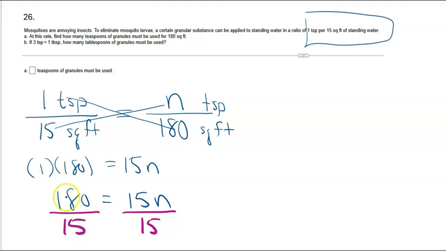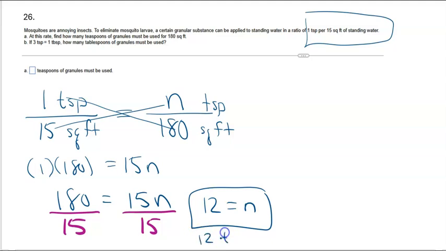Then I use my calculator and do 180 divided by 15, and I get 12. So that gives me 12 is equal to N. Now 12 what? Now remember, that was teaspoons. So this would be 12 teaspoons. Now look, they put it there for us, but really you should know. They shouldn't have to put it there for you. You should know what units you're dealing with.